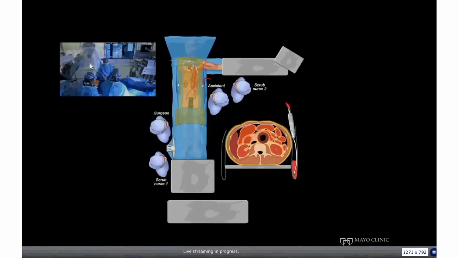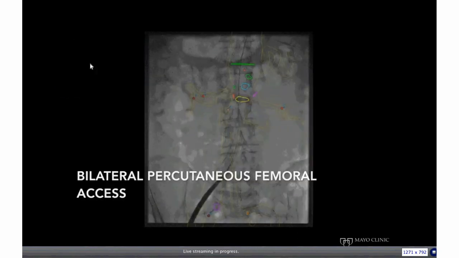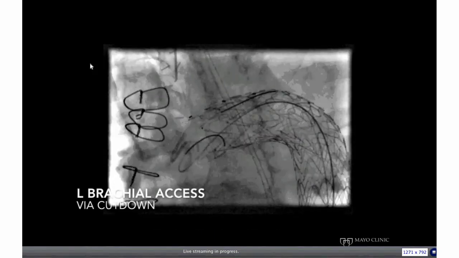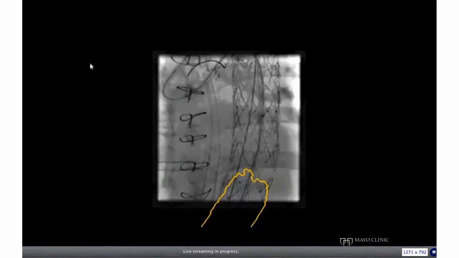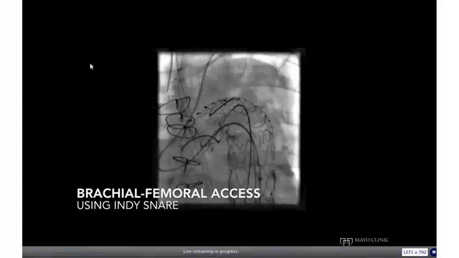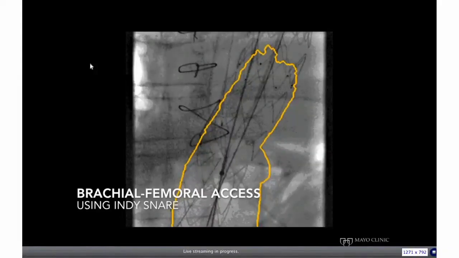Note here that after the percutaneous approach is established, access was established in the right femoral artery and in the left brachial artery. A wire was advanced to the thoracic aorta. Through the left femoral approach, we advanced a snare, and this portion of the video demonstrates snaring of the left brachial wire, establishing a left brachial to femoral wire.